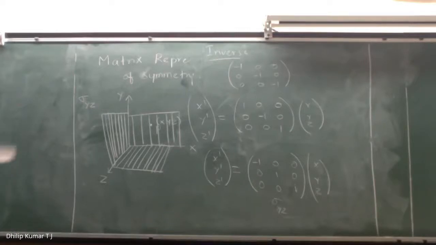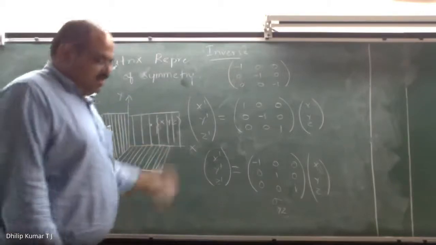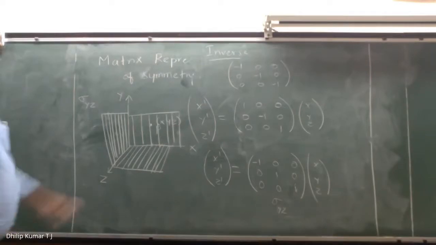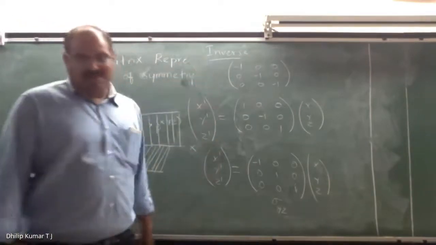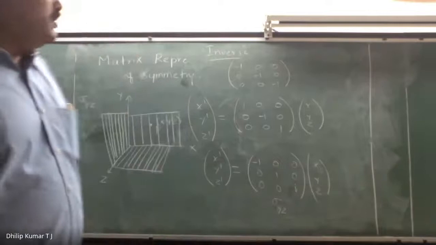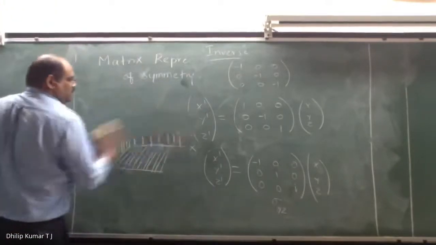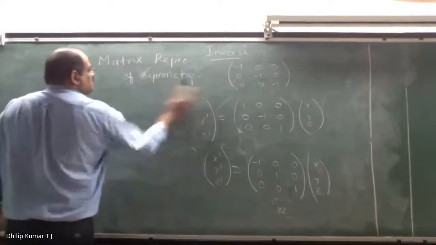So we have seen the matrix representation for the identity element and planes. Sigma planes we have seen. Inversion also you can write this way. What about the rotation? How will that look? Any guess? Sir, we have to consider the rotation of the Cartesian coordinate. Yes.